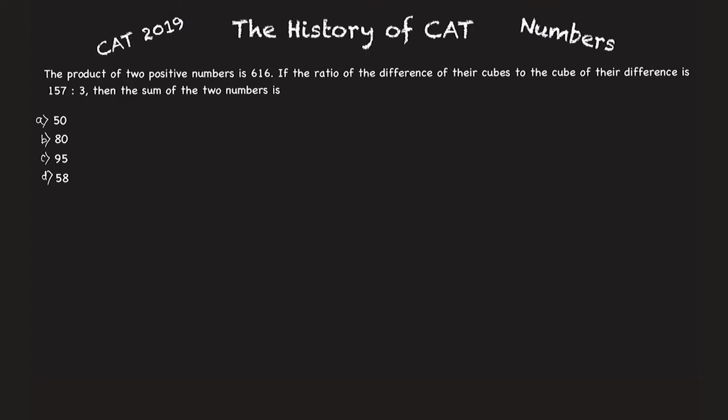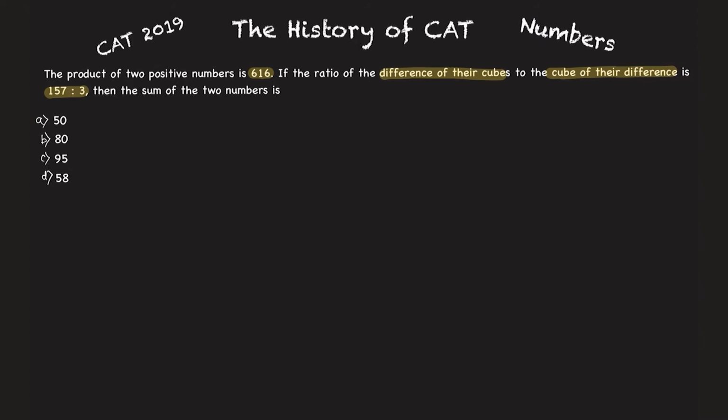The product of two positive numbers is 616. So say x into y. If I say the two positive numbers are x and y, x into y is 616. The ratio of the difference of their cubes, which means x cube minus y cube, to the cube of their difference, which means x minus y the whole cube, is 157 upon 3. Then the sum of the two numbers, which means x plus y, is what is being asked.